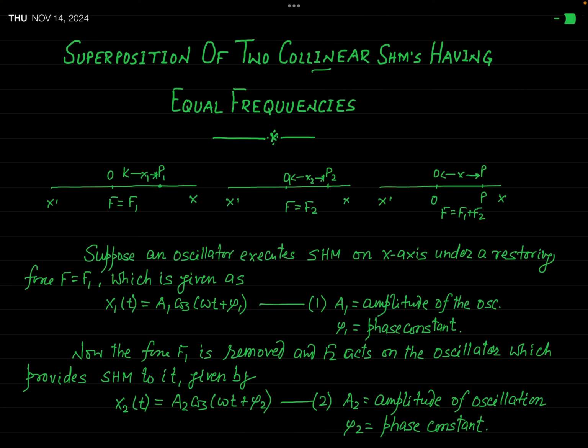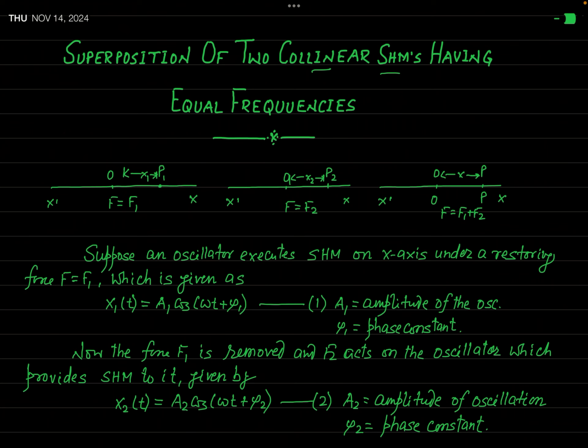But this is the simplest form of superposition problem, and this is regarding the superposition of two collinear simple harmonic motions having equal frequencies. So now let us see these figures.